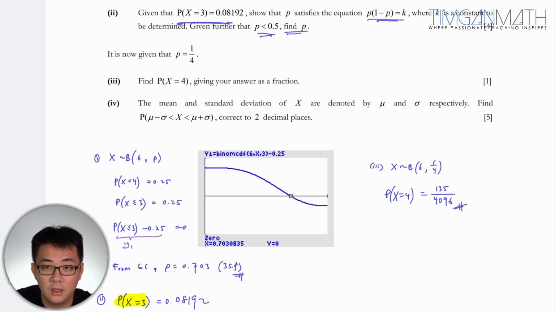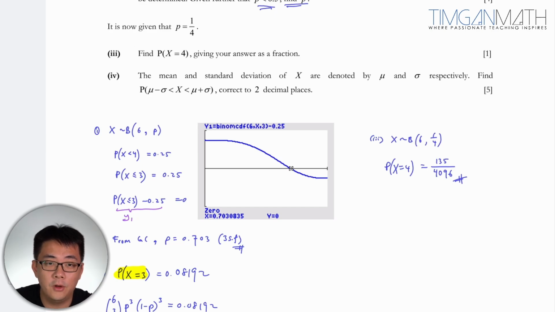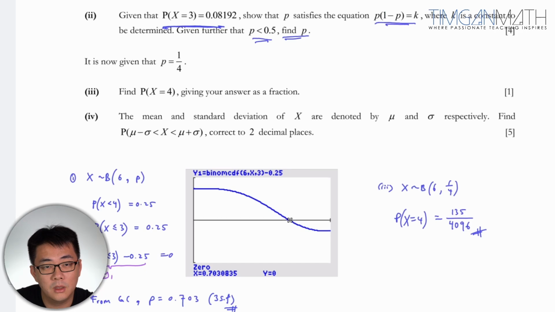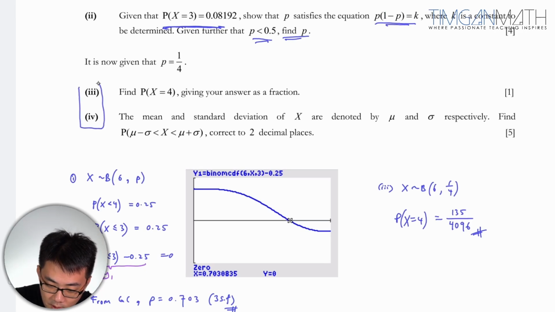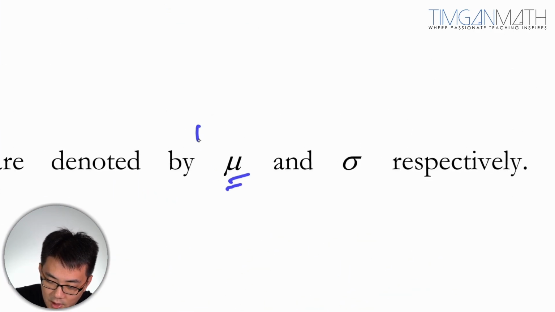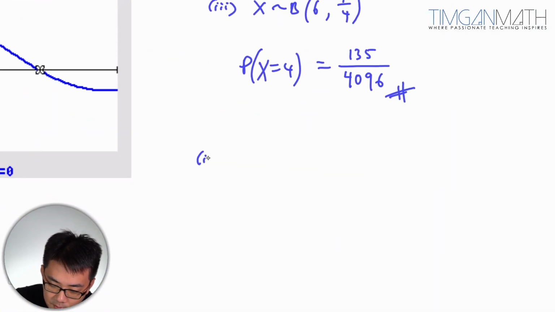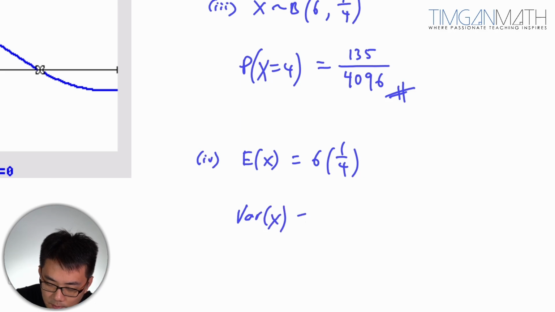I think it's pretty okay. Let's look at part 4. The mean and standard deviation of X are denoted by mu and sigma. Find the variance. So now I think these two are the same part. Can be quite confusing, but yeah. So this is the expectation of X, and this is the variance of X, which is sigma squared, right? So we're going to do part 4 here. Expectation of X will just be 6 times 1/4. Then variance of X will be 6 times 1/4 times 3/4.